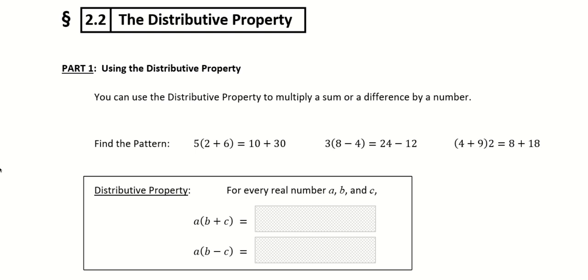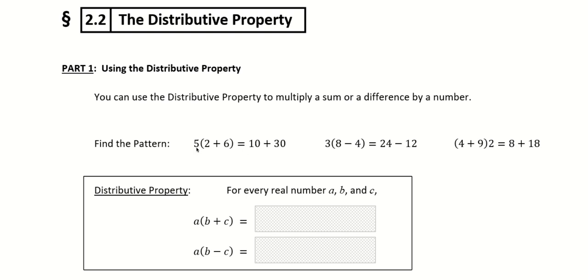Alright, so 2.2 is called the distributive property. Part 1 is just about using the distributive property, and you probably already know what's going on with it. This is likely not a new thing that you've never learned before, quite the contrary.